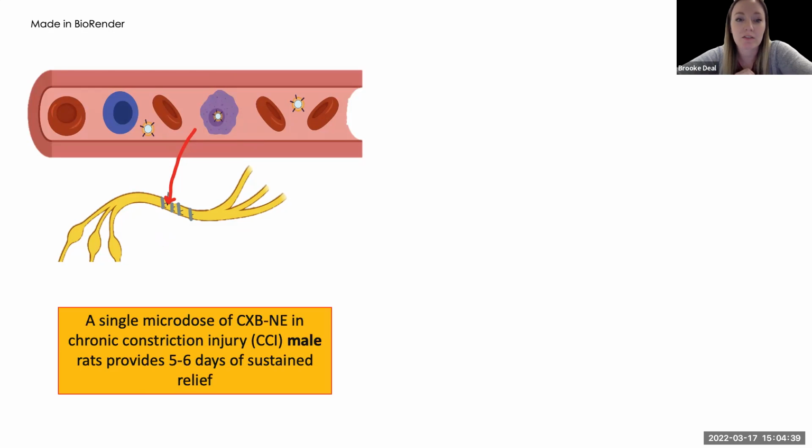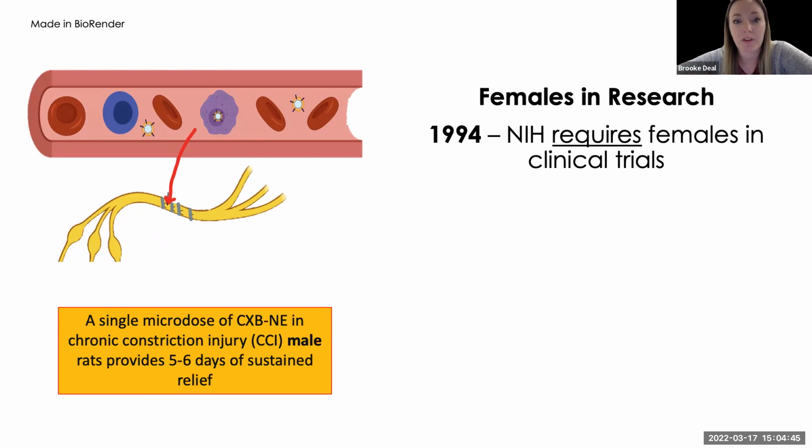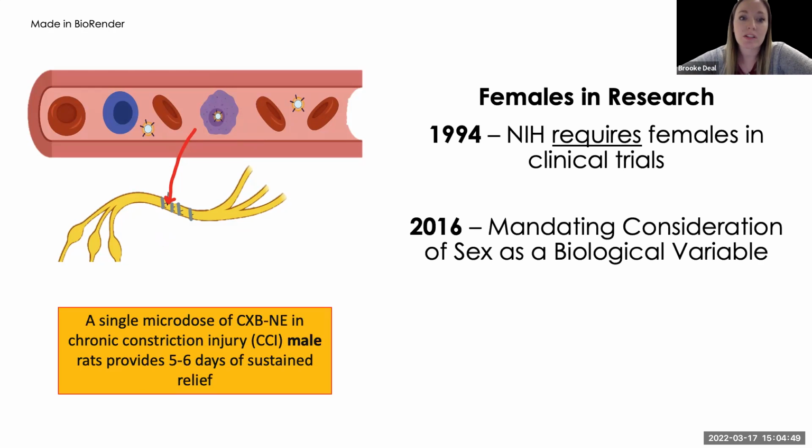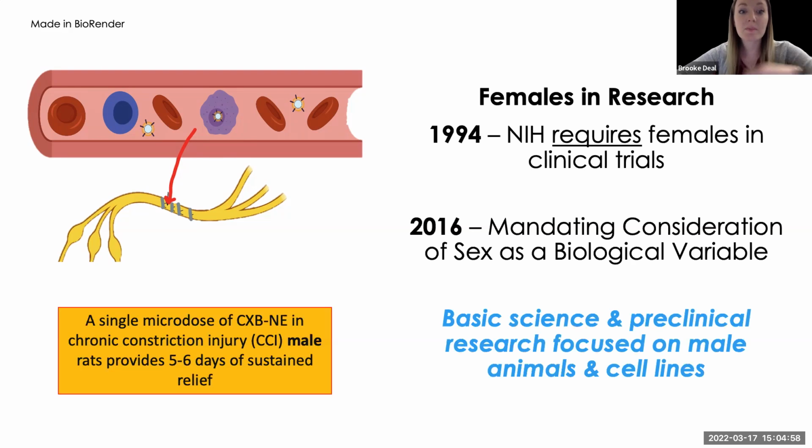But like many others in the field, until recently, females weren't assessed. In fact, it wasn't until 1994 that the NIH started to require that females be used in clinical trials. And it wasn't until 2016 that they started to mandate the consideration of sex as a biological variable in preclinical research. And this means that a lot of our knowledge of basic science and preclinical research has been focused on male animals and cell lines. So there's a lot about the female inflammatory response that we don't know about.